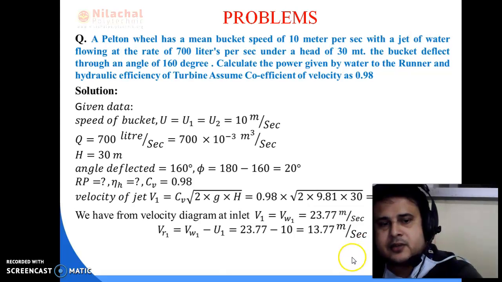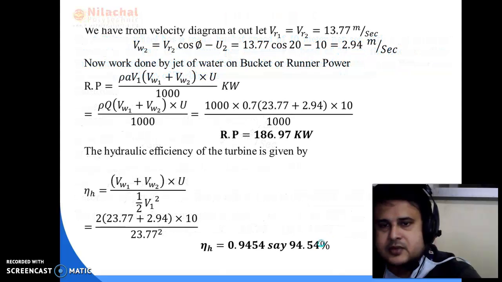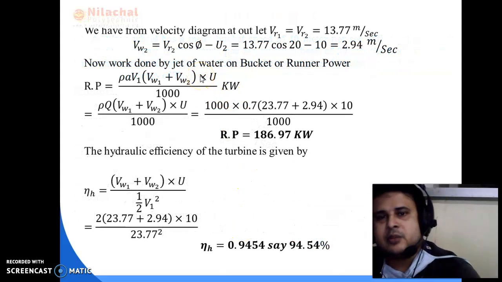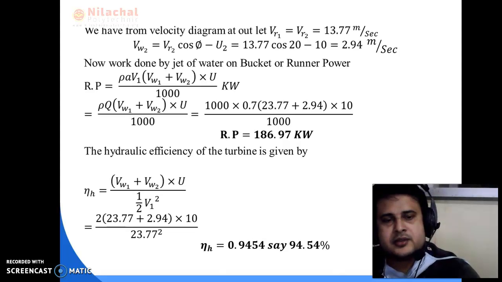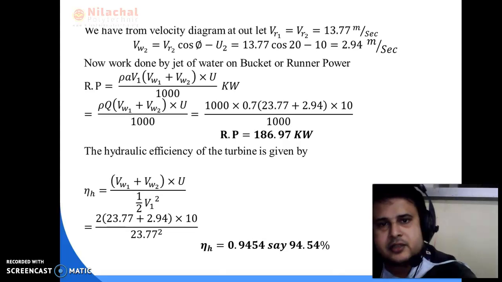Now we can find the value of relative velocity, that is Vr1 is equal to Vw1 minus U1, that is 23.77 minus 10, which is equal to 13.77 meter per second. From the velocity triangle at outlet, as we discussed earlier, Vr2 is equal to Vr1. So Vr2 is also 13.77 meter per second.